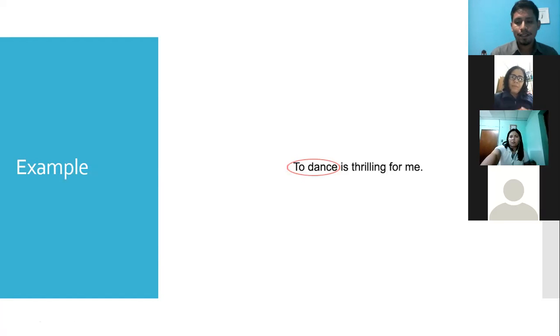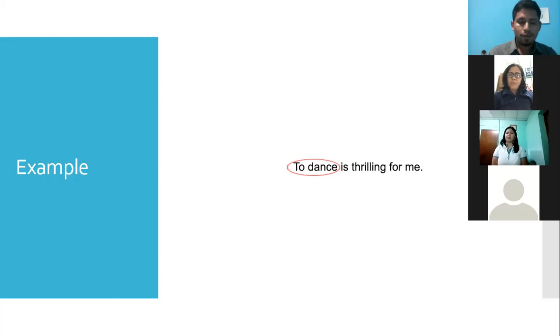Me, okay. Let's see. What about the other? I guess the subject is dance. Okay. Let's see. So, in this sentence, the subject is to dance. Okay, to dance. Why? This is an infinitive verb. An infinitive verb can work as a subject. Because in this case, if we say, to dance is thrilling for me, we are referring to something specific. You can make the question: what is the thing that we are referring to in this sentence? We're referring to dance, okay? That's the subject of the sentence.